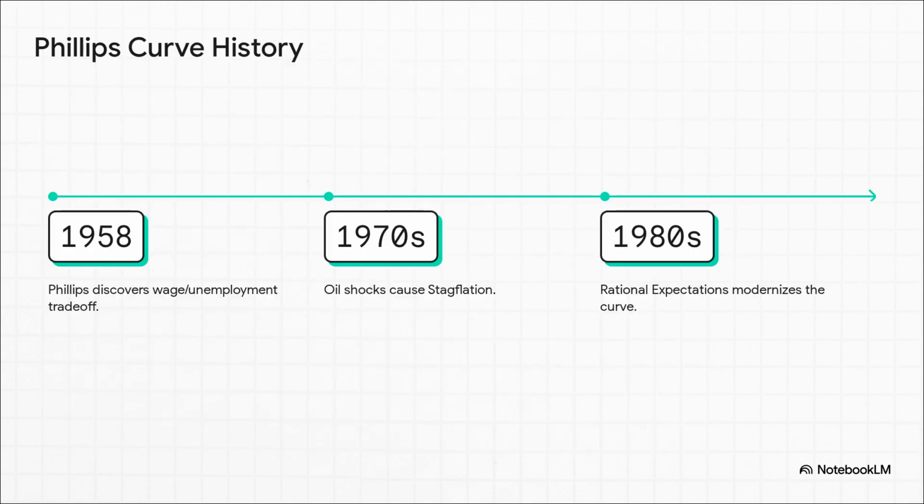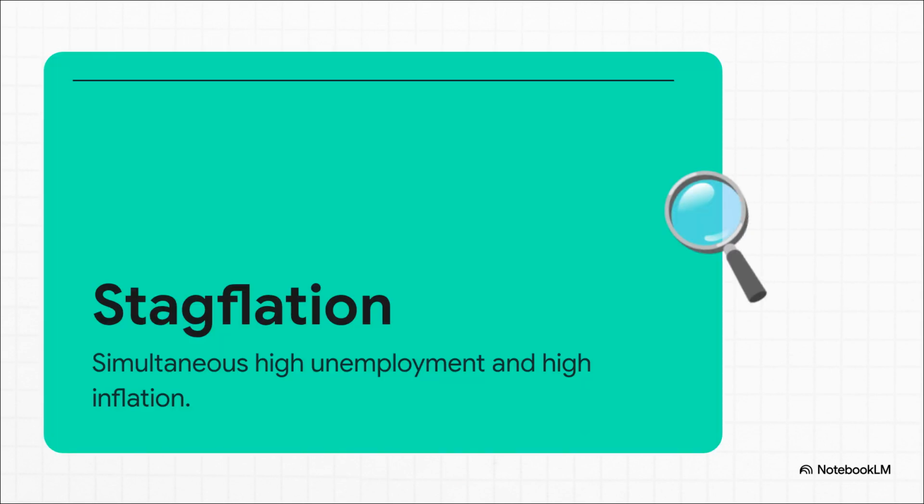Historically, policymakers thought they had a fixed menu based on this curve. They thought, hey, accept a little inflation and we can guarantee low unemployment. But the real world proved to be way more complicated. That simple menu was completely torn to shreds in the 1970s, before being modernized later by the rational expectations revolution. And that brings us to a massive economic pothole known as stagflation.